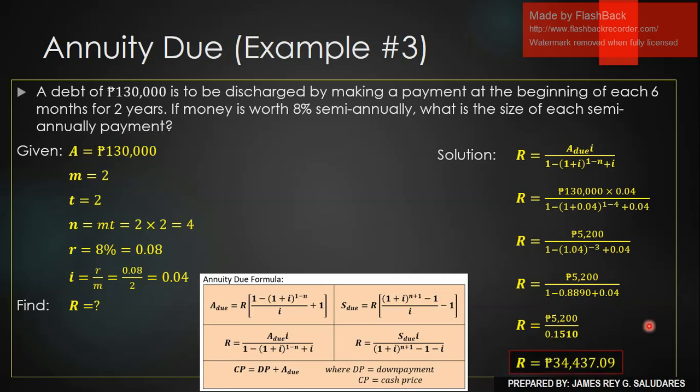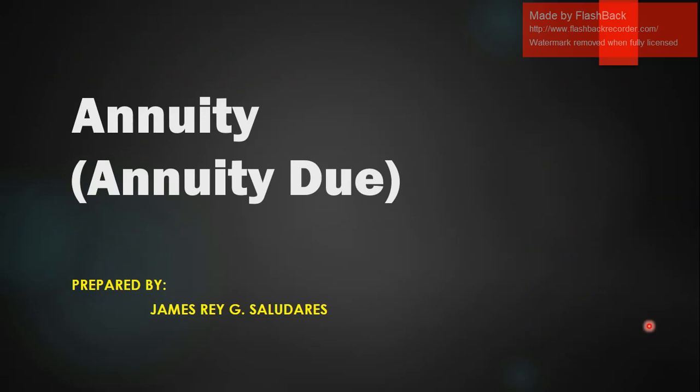Okay, so this is the semi-annual payment, to be paid every 6 months with 8% rate. Okay, so that's all. Thank you for listening. So that is for annuity due.